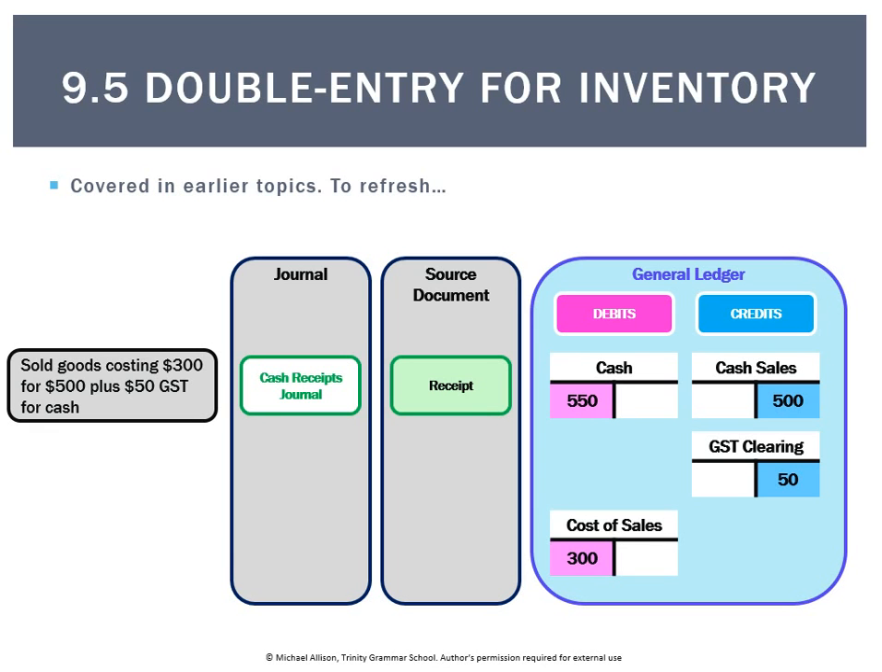However, for every sale we also record a cost of sale, and that's an expense. So we'll have an expense going up called cost of sales, which will be a debit, and that'll match up with a credit to the stock control ledger.